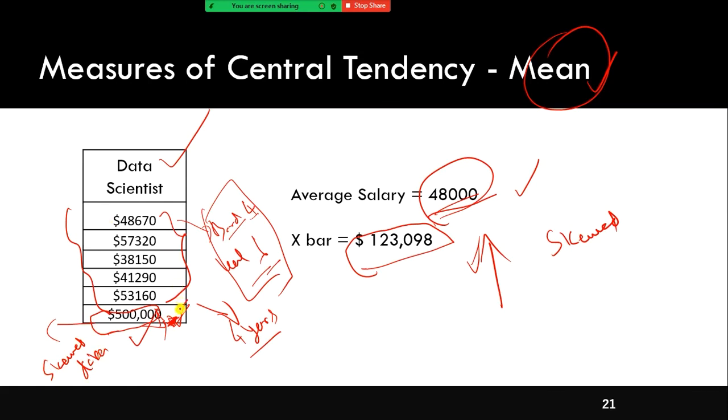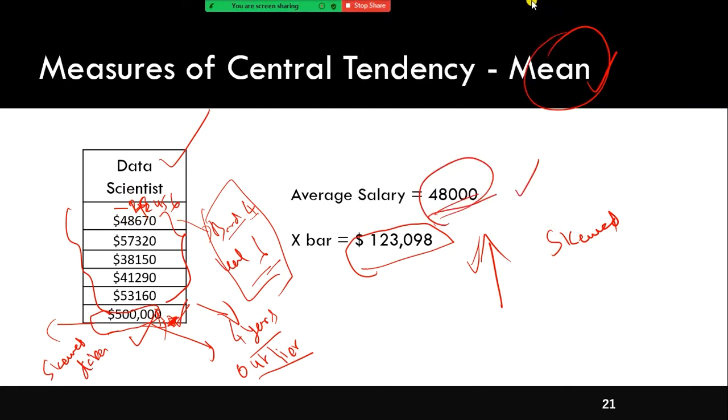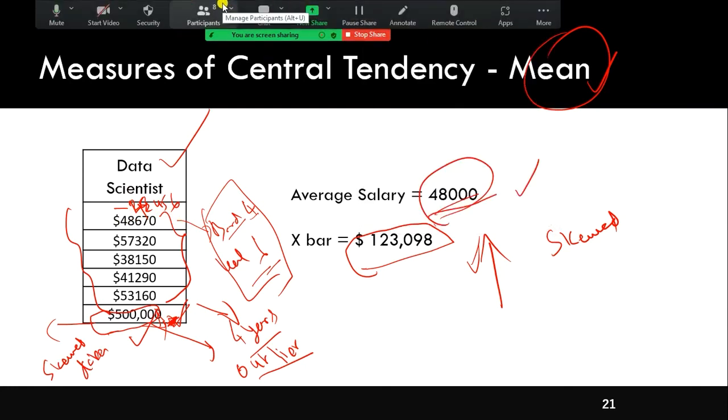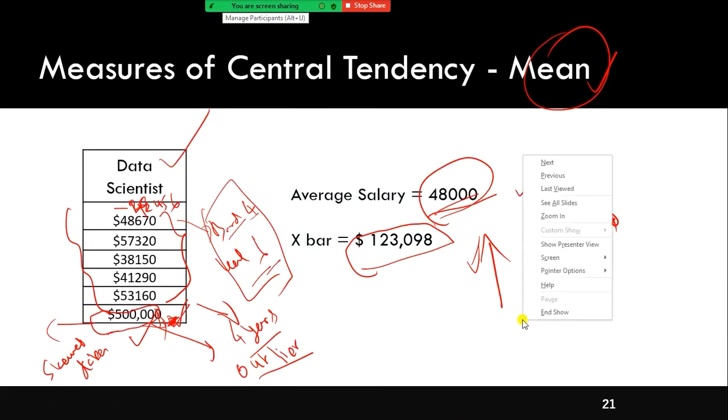We could see some kind of asymmetry. This 500,000 is called an outlier. What do you mean by outlier? If you find an unusually big value, or an unusually low value, let's say negative values, unusually very low, unusually very high, or we can say extreme values, right? In this case, we could see both extremes. So these are called outliers. If you have an outlier in your data set, we call that skewed data.